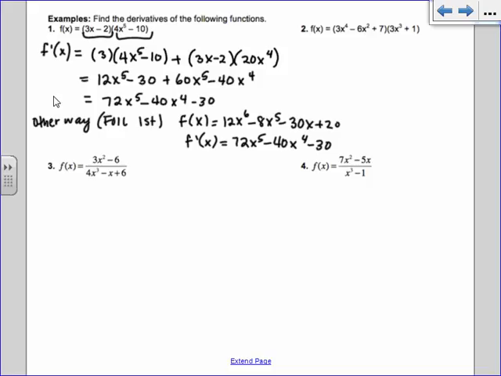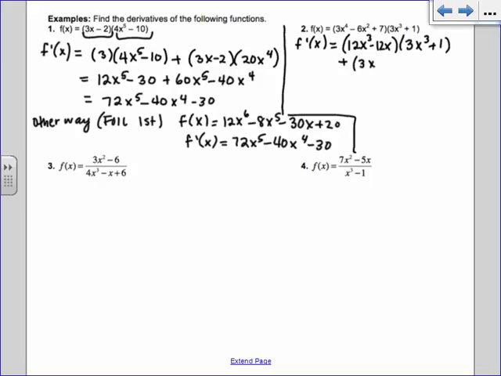All right, so number 2. So you can do either way. Let's go ahead and use the product rule since we're trying to get used to using the product rule, right? So let's say f prime of x equals the derivative of the first is 12x cubed minus 12x. The second one, normal, is 3x cubed plus 1. And I'm going to have plus, the first one, normal, is 3x to the fourth minus 6x squared plus 7. And then the next one's going to be 9x squared. That's the derivative of the second.